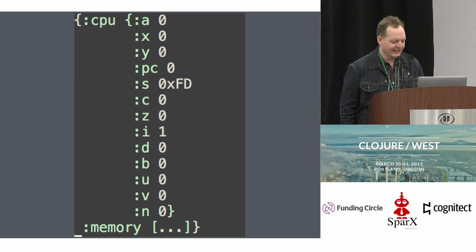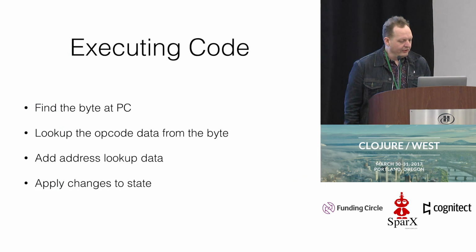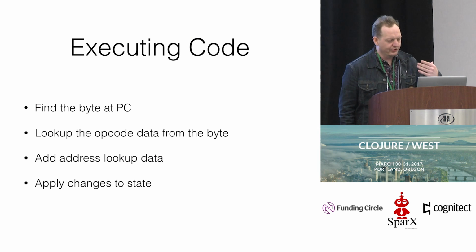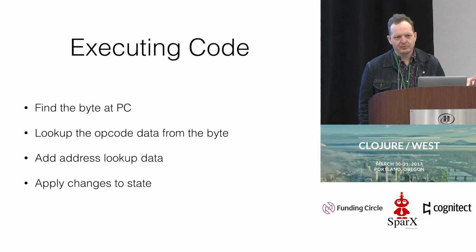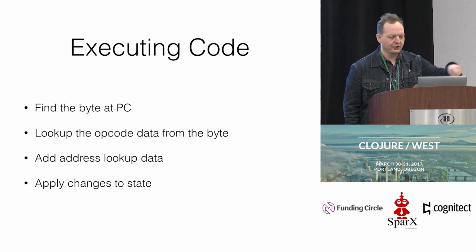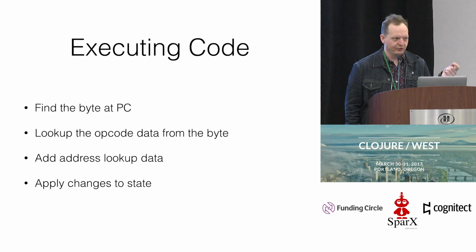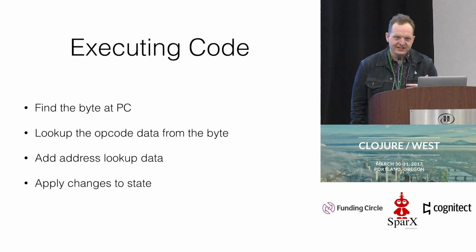Overflow, negative, and memory, which currently is an array of bytes, but we're going to get into something a little bit more advanced afterwards. So basically what we're trying to do is we want to find a byte at the program counter. We want to look it up. We want to resolve some address stuff as well, because the addressing modes all behave differently. And then we want to apply changes to the state.